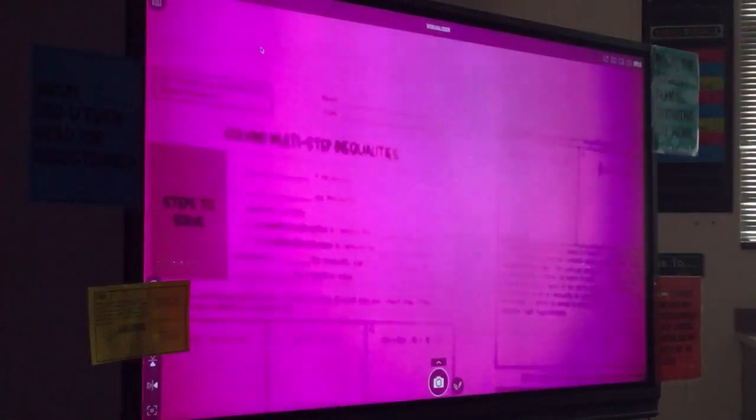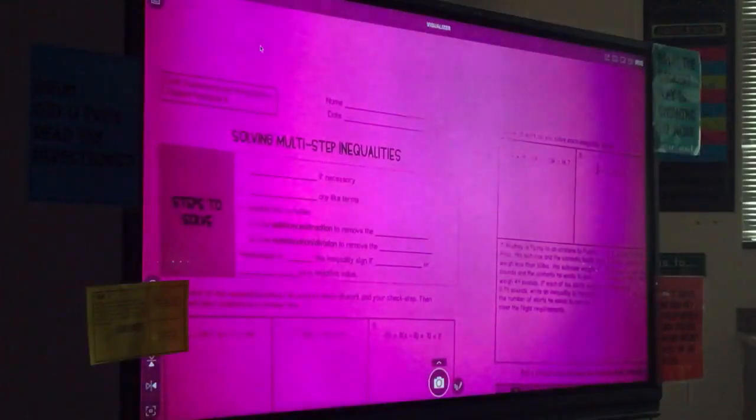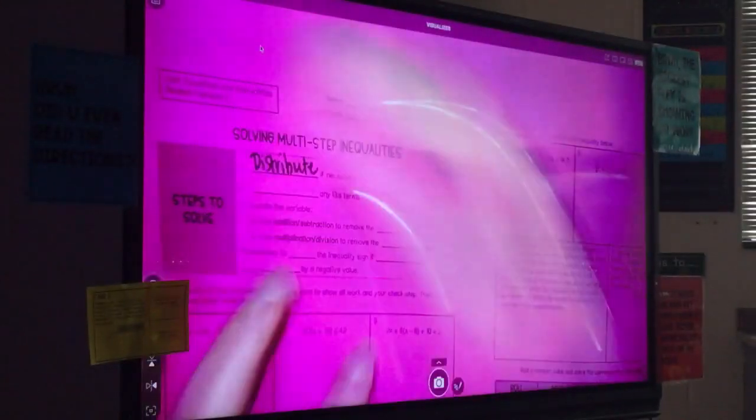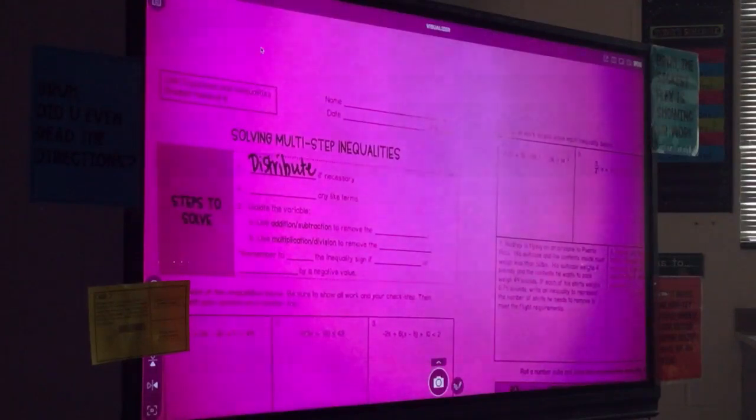And before you answer, look at your steps before you answer. Jasmine, what do you think? Yes. So you're trying to distribute if possible, or if necessary. And that means the number on the outside distributes into the numbers on the inside of your parentheses.